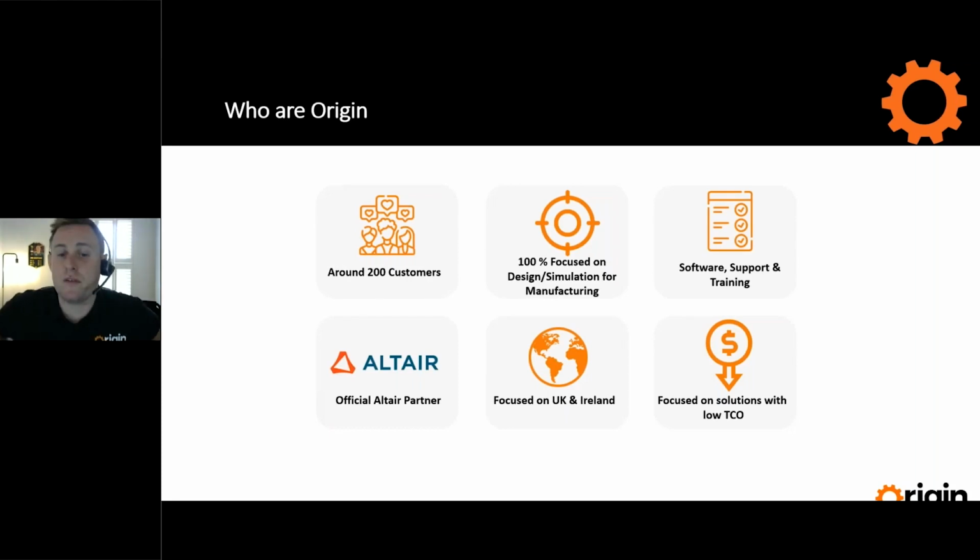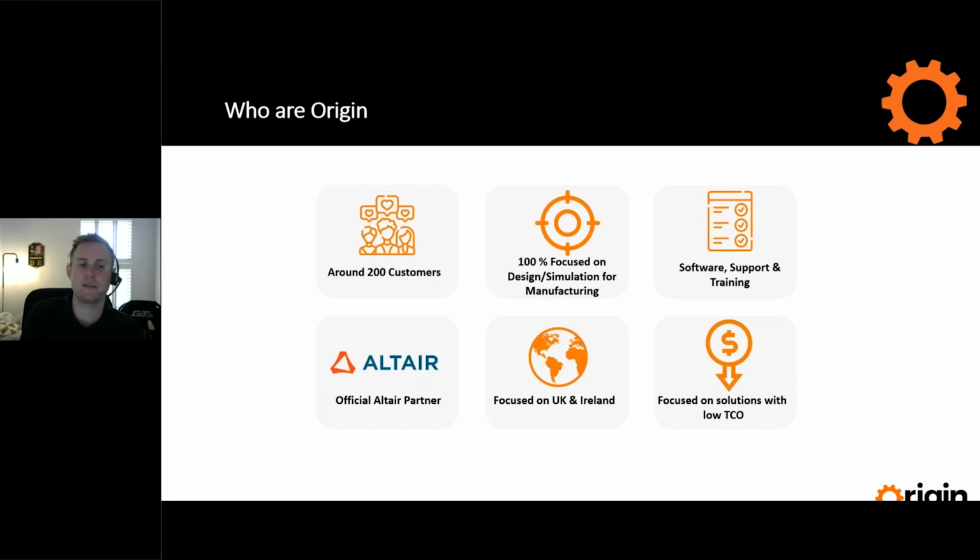So in terms of Origin, we've got around 200 customers. I think what's unique about us is we are really focused on the manufacturing space in terms of really targeting design and manufacturing engineers. I guess you could say we're trying to advocate for using simulation more often, earlier, and providing those simulation tools to more people in the business. We provide software support and training here in the UK, where all of our customers are based.